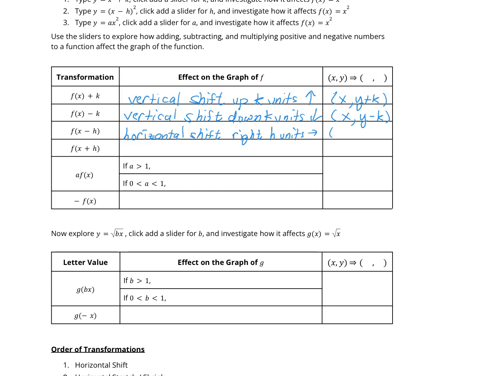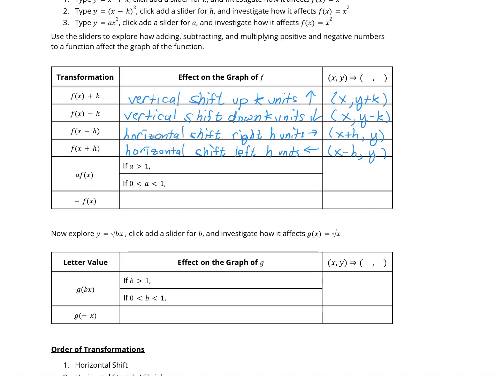And the ordered pair is actually going to be x plus h comma y, because you're increasing the x's when you move it to the right. Again, the next one is a horizontal shift left this time, h units, moving to the left, and that's x minus h comma y. So those are the ones that actually pick up and move the function around.